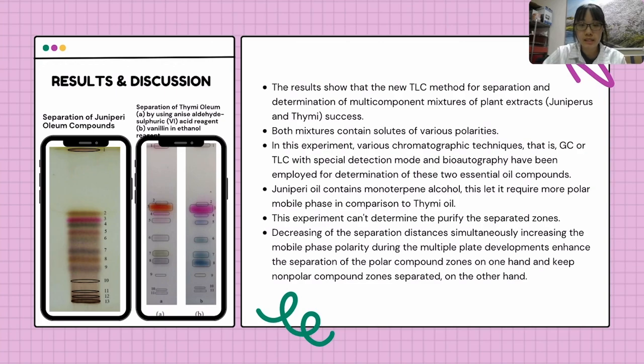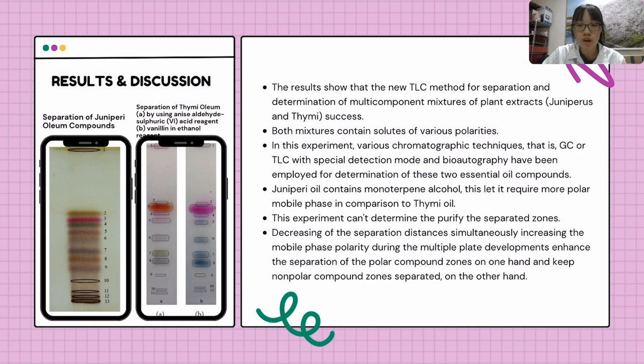The next slide is the results and discussion. The first picture is the result of the separation of juniper oleum compounds, while the second picture is the result of the separation of thyme oleum. A is by using the anise aldehyde sulfuric acid reagent, and B is by using the vanillin in ethanol reagent. This result shows that the new TLC method for separation and determination of multi-component mixtures of plant extracts succeeded. Both mixtures contain solutes of various polarities.